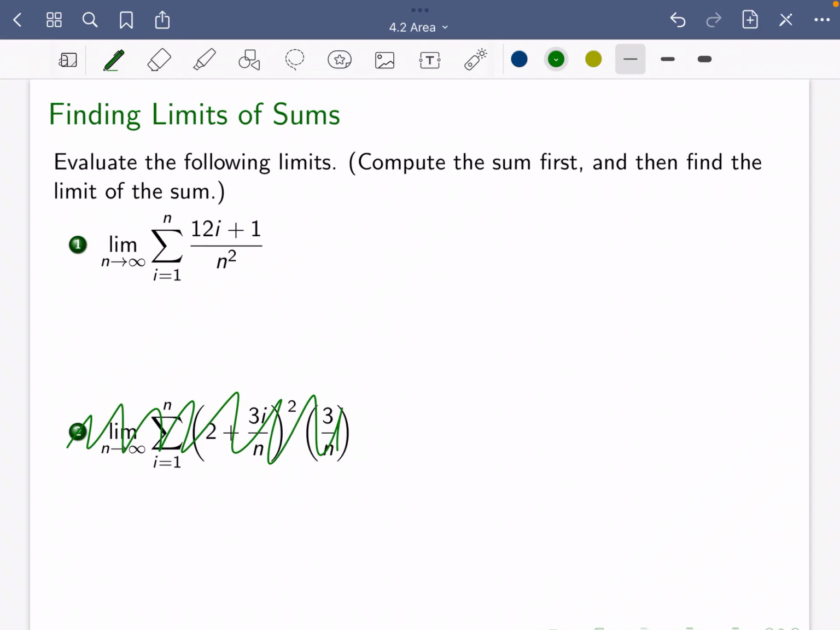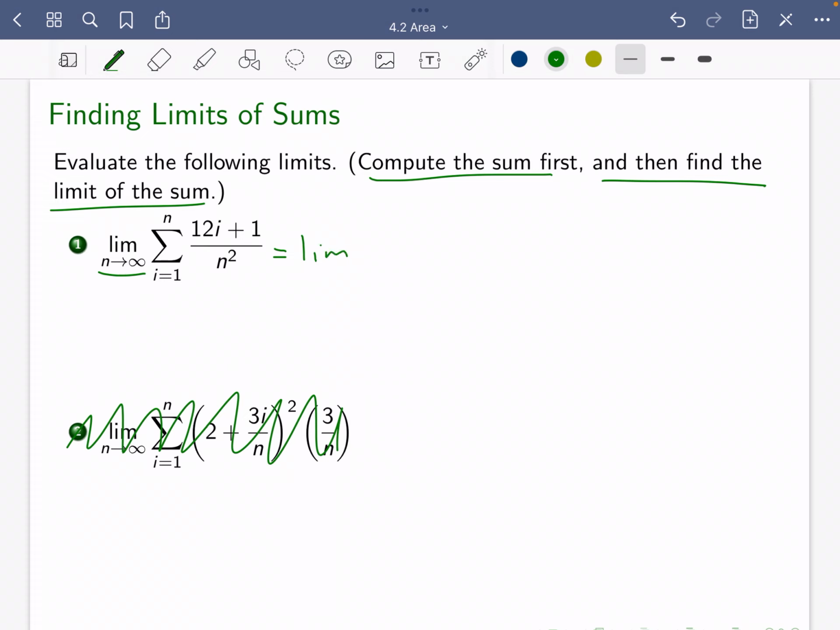In this video, we are going to evaluate some limits of some sums. So here, the way that we're going to do that is we're going to compute the sum first, and then after we've computed the sum, we will find the limit of the sum. So here we have the limit as n goes to infinity of the sum i equals 1 to n, (12i plus 1) over n squared.